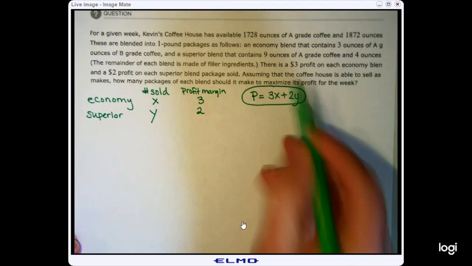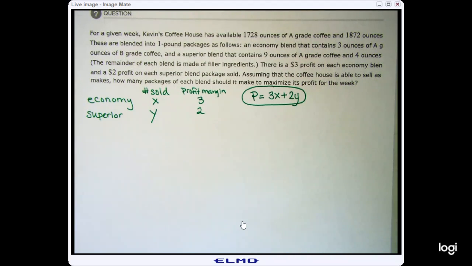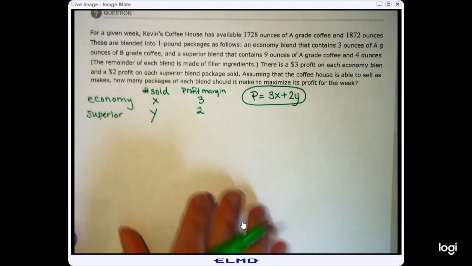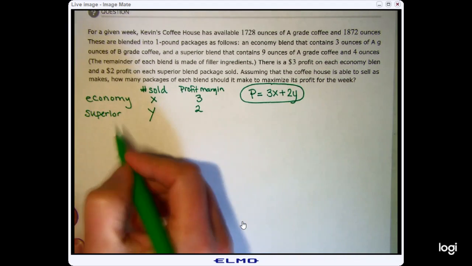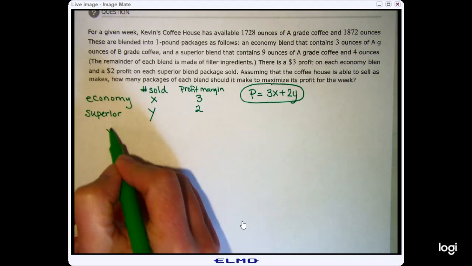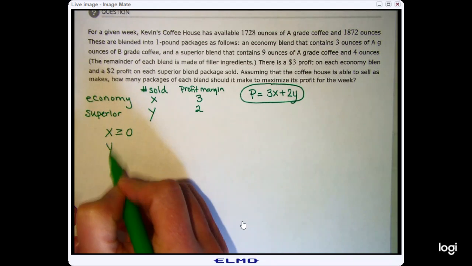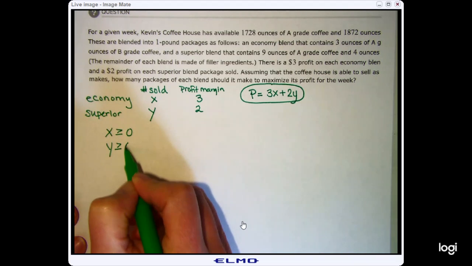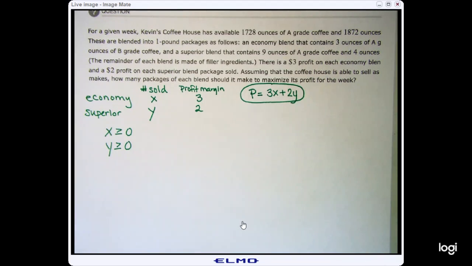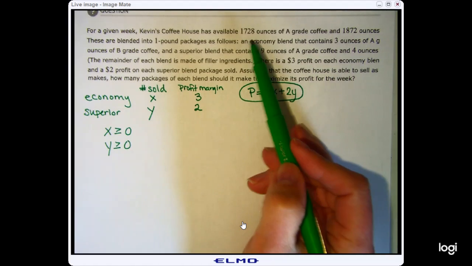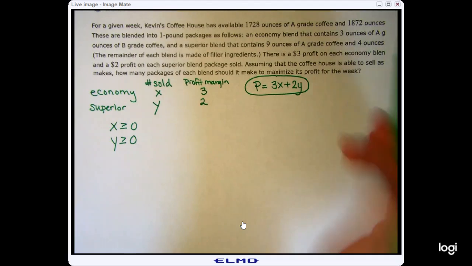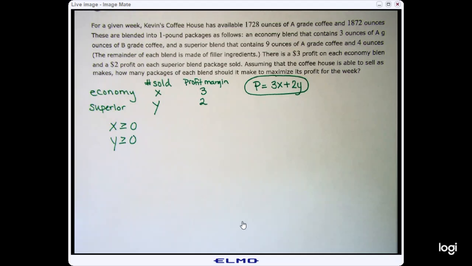Don't lose it. Because we're talking about real world problems, we're not going to have any negative solutions. So your x is going to have to be greater than or equal to 0, and your y is going to have to be greater than or equal to 0. All right, let's see what other equations we have. We're going to be using this 1728 and 1872 ounces and mixing the A's and B's together now.